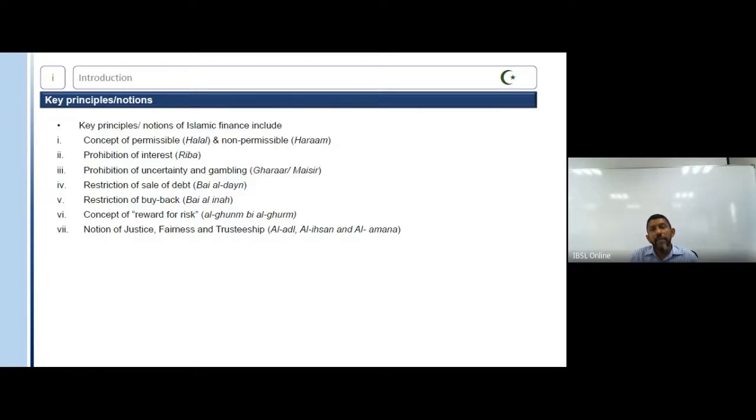Now, what's the implication of this principle? It is that any conventional loan does not fall within the principles of Sharia. Whether it's fixed interest, floating interest, a small percentage of interest, or a large percentage of interest, none of them are acceptable because of the prohibition of interest.